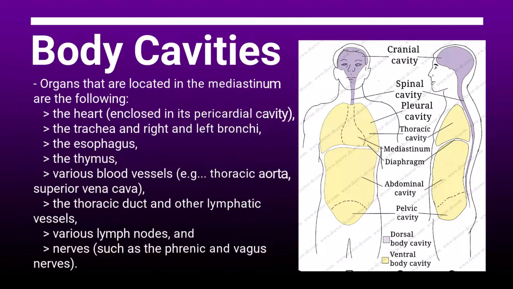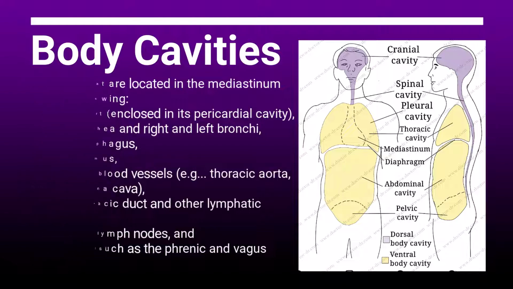Organs that are located in the mediastinum are the following: the heart, enclosed in its pericardial cavity, the trachea and the right and left bronchi, the esophagus, the thymus, various blood vessels, for example thoracic aorta, superior vena cava, and thoracic duct and other lymphatic vessels, various lymph nodes, and nerves such as phrenic and vagus nerves.